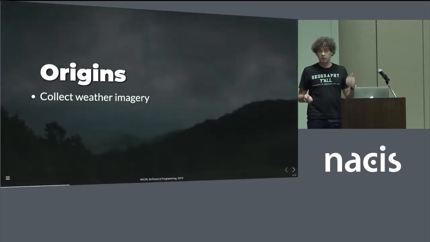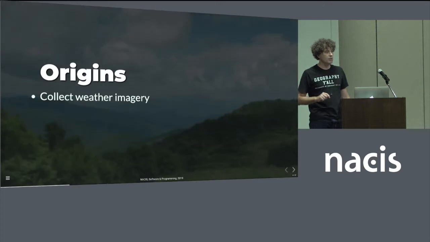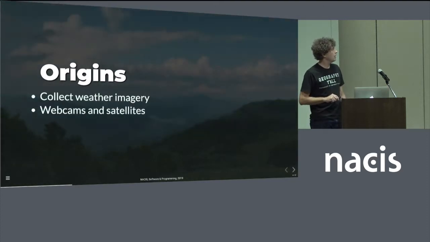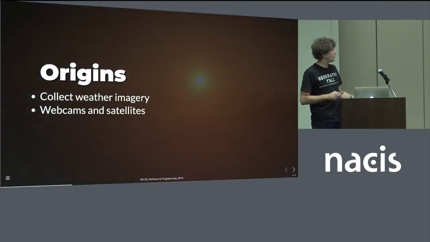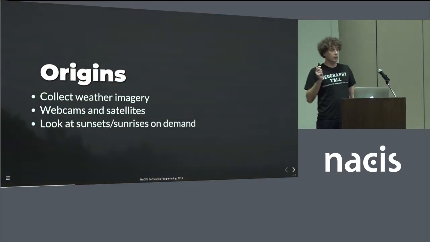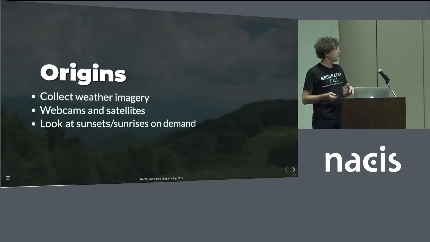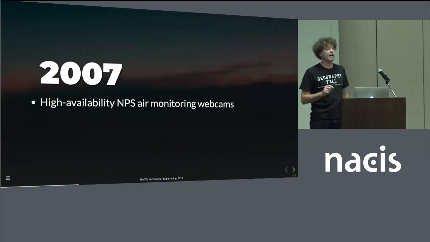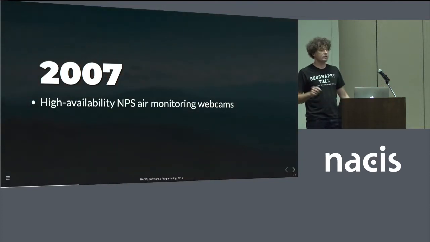And so the origins came a couple years ago. My first NACIS was 2006, and about this time, I'm looking at weather imagery, just weather information. I was teaching weather to undergraduates, and so we have a lot of webcams, a lot of satellite imagery, and so I'm thinking, how can we just collect this and also look at sunsets and sunrises on demand?